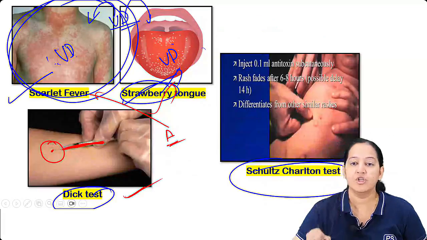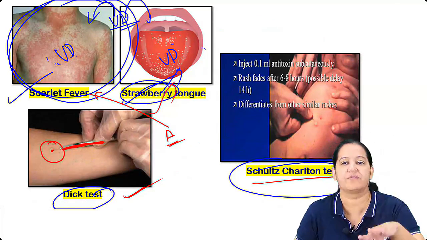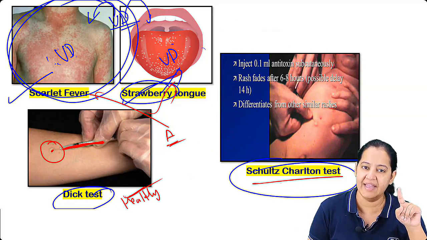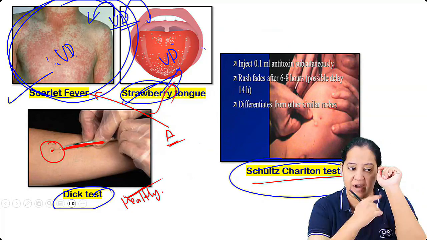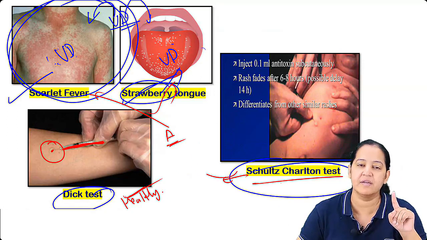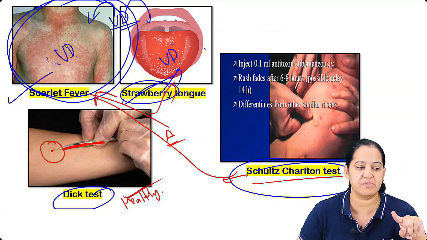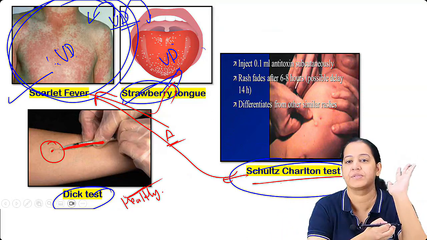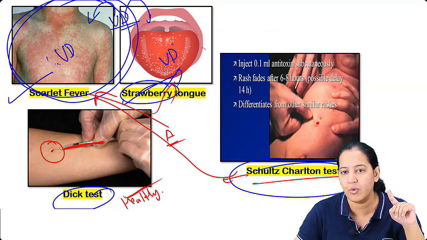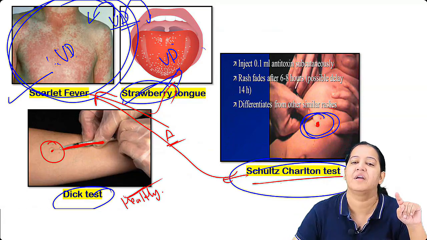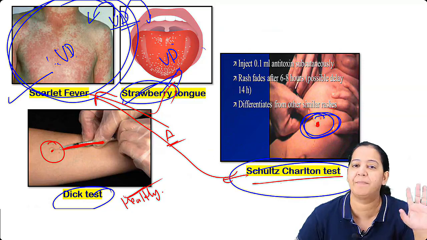Schultz-Charton test is opposite of that. Here Dick test we are performing in healthy people, in a healthy individual. So on injecting toxin, redness occurs. Schultz-Charton is done not in healthy people. It is done in a scarlet fever patient. The patient is already red. You don't inject toxin, you inject antitoxin. So जिस point पे antitoxin डालोगे, उस point पे redness चली जाएगी. The redness will disappear from that point. It is known as blanching. The redness will disappear. It is Schultz-Charton.